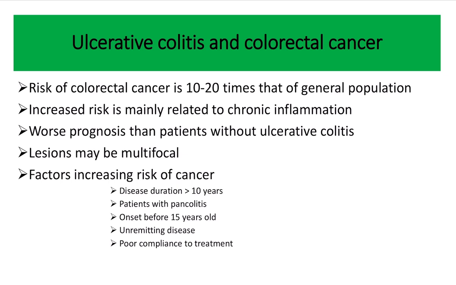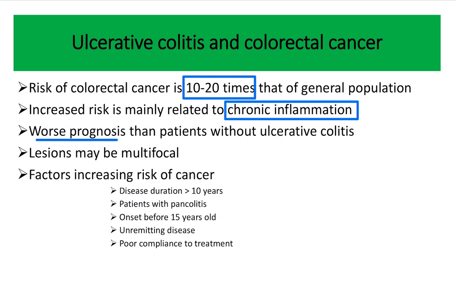Ulcerative colitis increases the risk of colorectal cancer 10 to 20 times. So it is a huge risk of developing colorectal cancer in ulcerative colitis, 10 to 20 times relative to a normal individual. The risk increases where there is chronic inflammation, that is, when the disease is present for a longer duration, and the prognosis is worse.